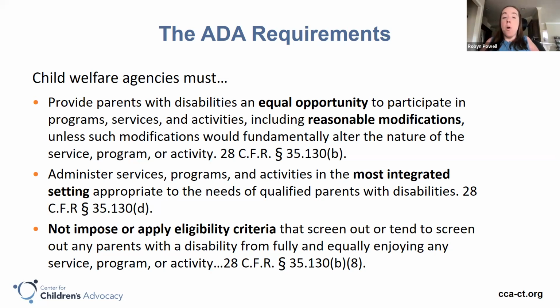They can't impose or apply any eligibility criteria that would screen out or tend to screen out any person with a disability from fully and equally enjoying any service, program, or activity. So they can't just use arbitrary eligibility criteria that would screen out or tend to screen out people with disabilities. Next slide.